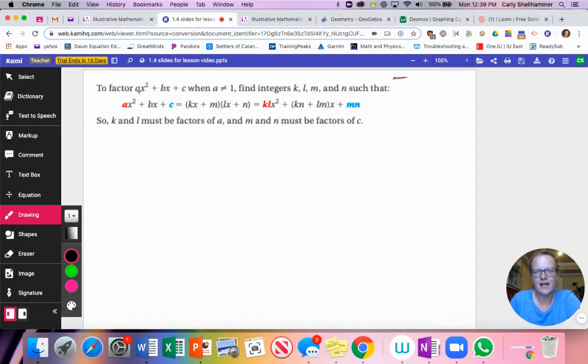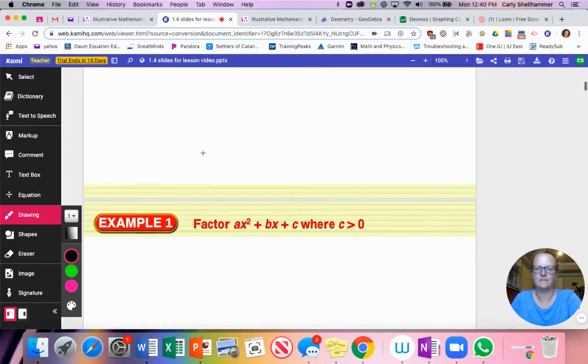To factor ax squared plus bx plus c when a doesn't equal 1, we need to find integers such that, basically, we're going to take a times c, factor that, and make sure that whatever multiplies there adds to b. So the factors that multiply to give me ac add to give me b. And let's just practice one.